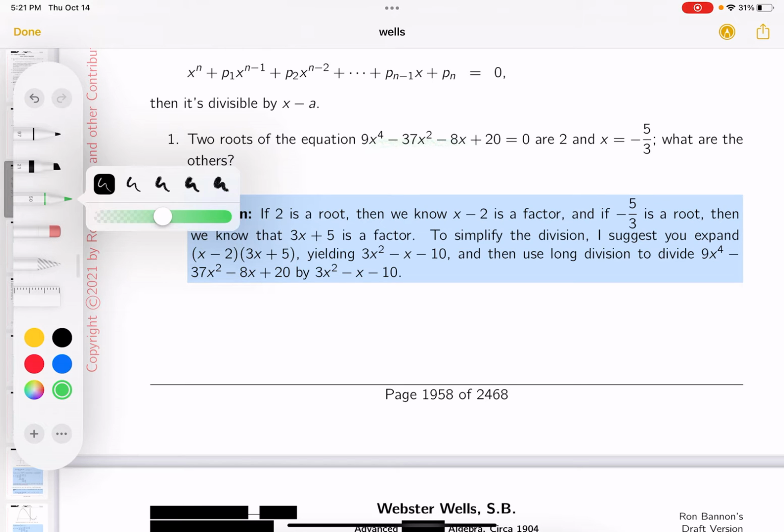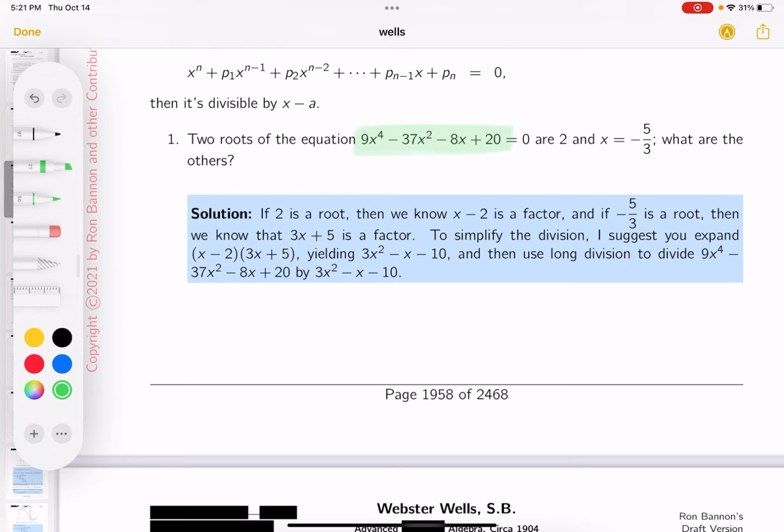Someone says, if it's a 4th degree polynomial... you know what, I'm making a mistake here. Let me back up. Let me get my highlighter out. Sorry about that. That's a 4th degree polynomial, so I know there's going to be 4 solutions to it. Now, they're telling me that 2 of the solutions are 2 and minus 5/3.